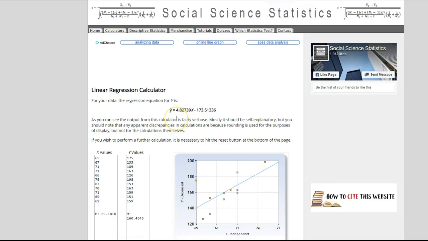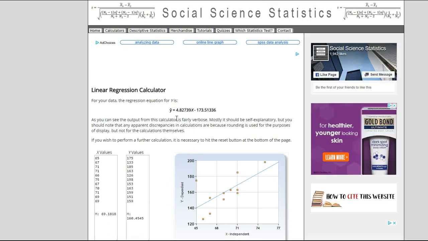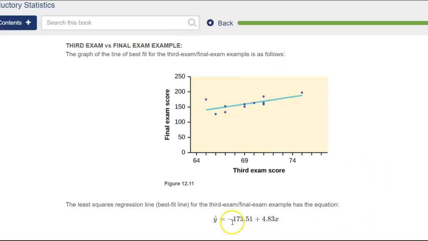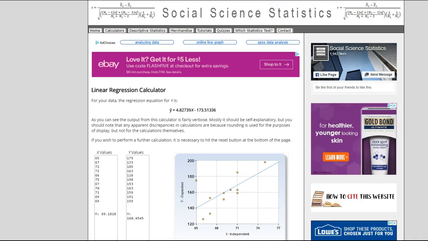Okay, now keep in mind, this puts it in the y equals mx plus b form. So it's saying our b value for our terms is 4.82739x minus 173.51336. Let me show you what the book has. Negative 173.51 plus 4.83x. Okay, so here we go. All I did was put in my values, and it will calculate it for us.